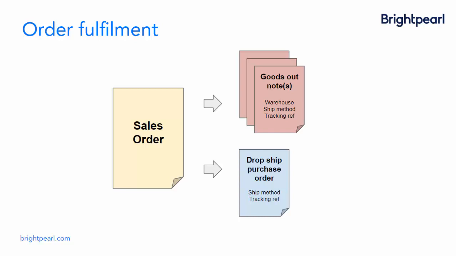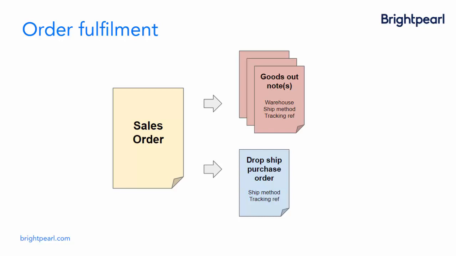A goods out note contains items from one warehouse. Creating a goods out note for an order will allocate the inventory to that order, producing the on-hand levels. The goods out note is then printed, picked, packed, and shipped. When it's shipped, items are removed from stock and accounting entries are made for cost of goods sold. Goods out notes must be processed in their entirety. You can't part ship a goods out note. However, a goods out note can be created for only part of an order, which allows you to ship part of the order now and part of it later.